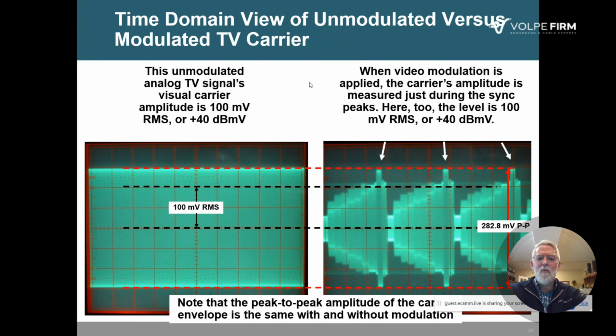Perfect. And what we're concerned with is the RMS value, because that's the value that we convert to dBmV. But in order to measure that, the signal level meter has to have a peak detector so it knows where these sync peaks are and knows what the value of those sync peaks are signal level wise. And then it spits out that answer in dBmV.